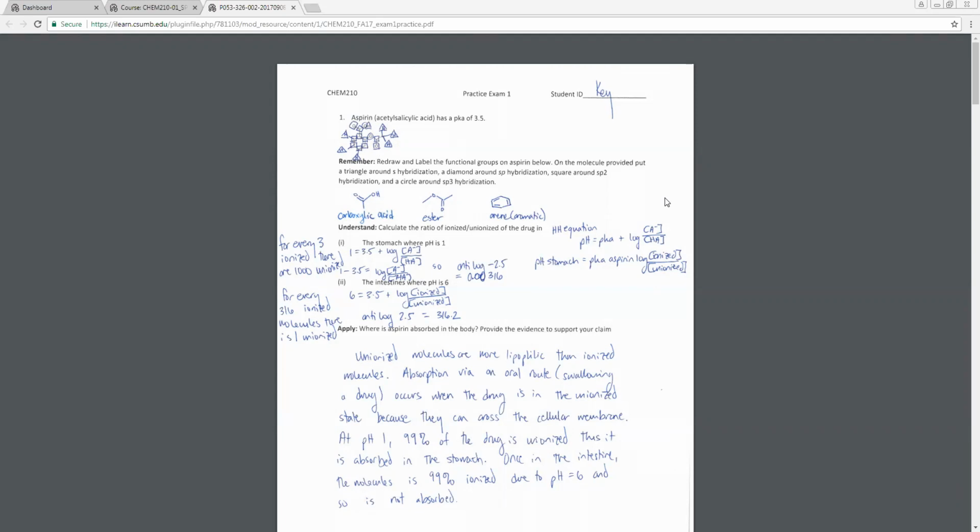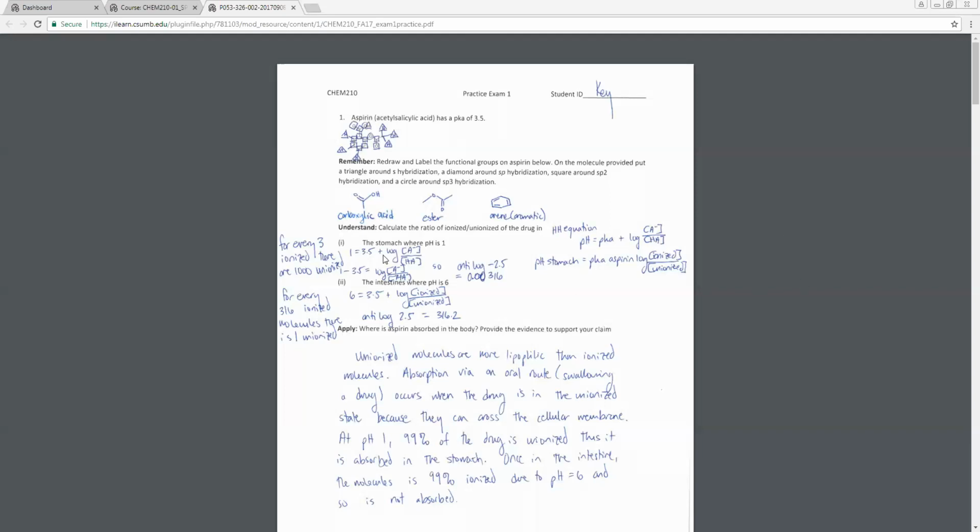And so it says redraw and label the functional groups. So there's a carboxylic acid, there's an ester, and an arene. Then we're going to calculate the ratio of ionized to unionized. So remember, we're using Henderson-Hasselbalch. That's this expression: pH is equal to pKa plus log of the ratio, the concentration of A minus, the conjugate base, over the concentration of HA, the stronger acid.